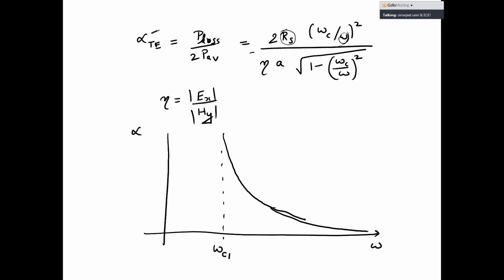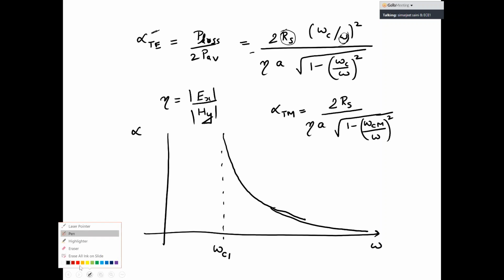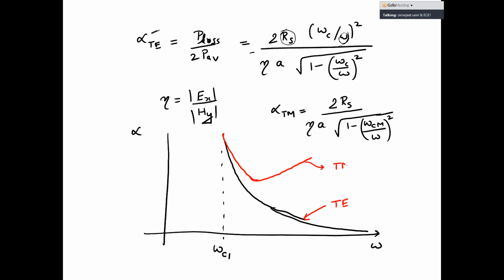We're running out of time, so I'll just give you alpha Tm. For alpha Tm, you can do the same mathematical exercise. Alpha Tm turns out to be 2Rs by eta A square root of 1 minus WCm by W square. If I was going to plot that term, it's not apparent how it really goes through that. But if I was plotting that term, what you would notice is, yes, you start with infinity, but then you go down to a minima, and then after that, the Tm loss starts increasing. So this is TE loss, this is TM loss.